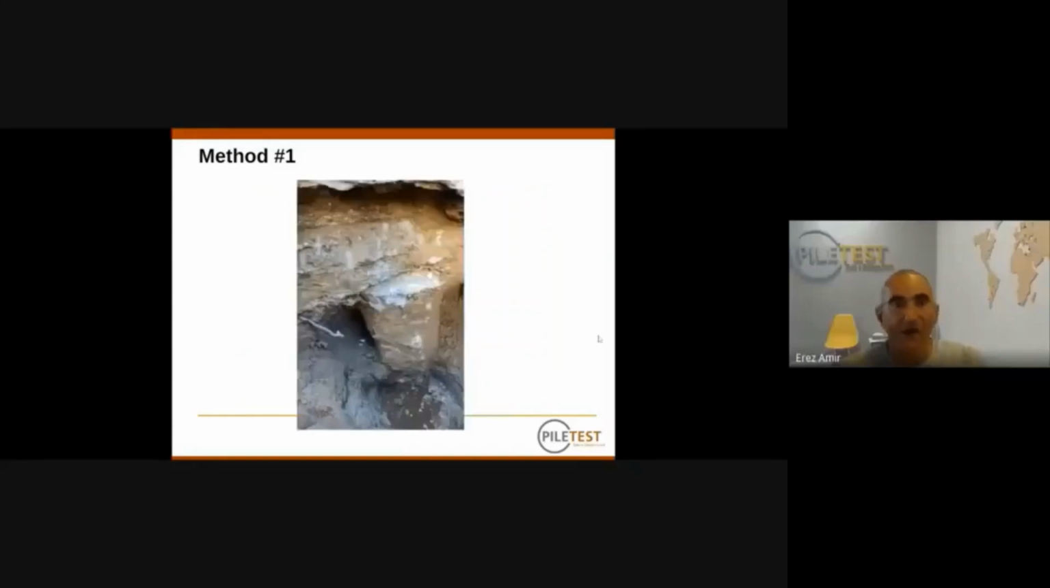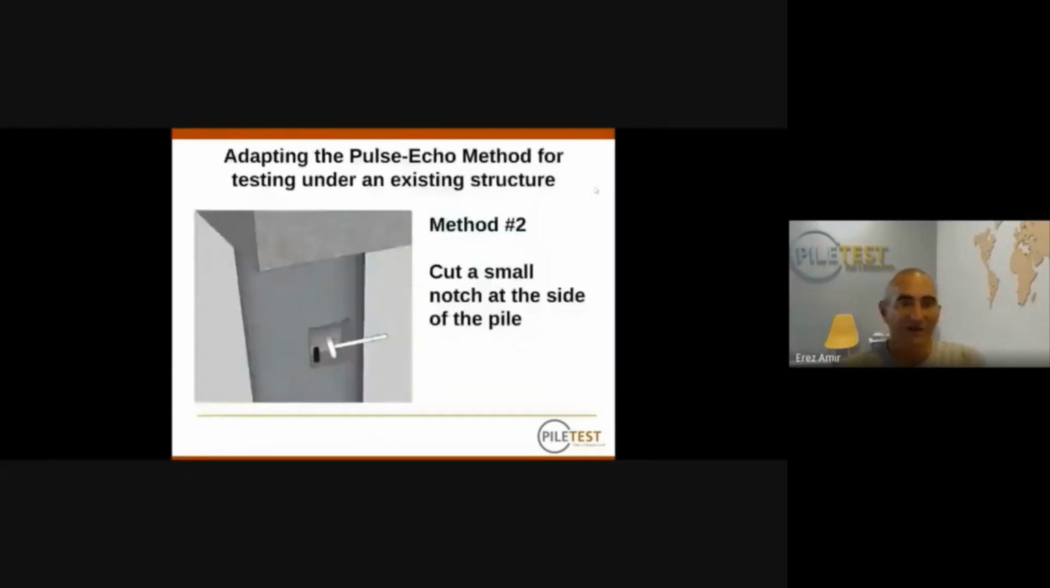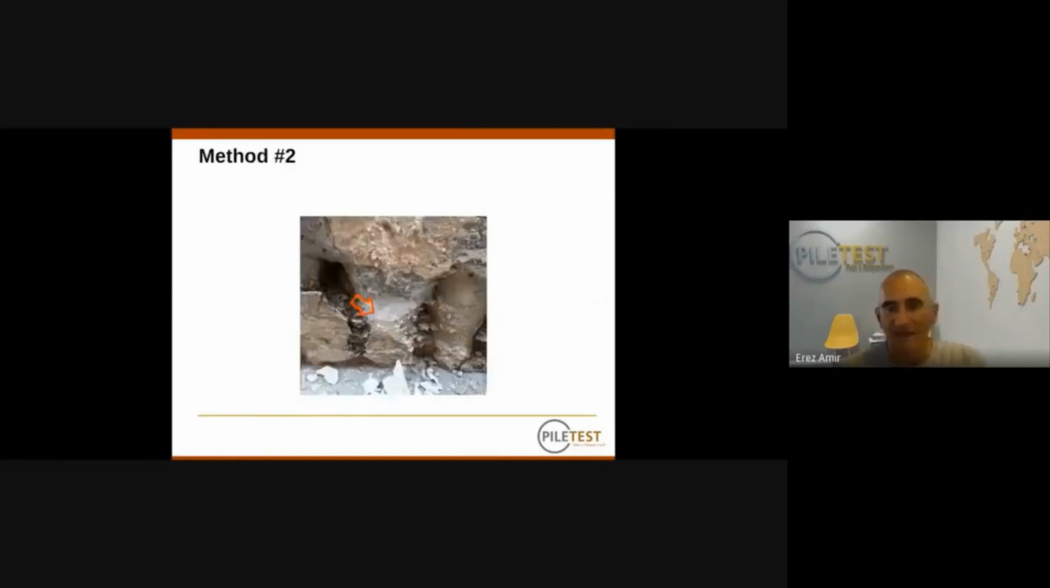Great. In this case, we have some access here to the top of the pile, or here. The other alternative, if we don't have access to the top of the pile at all, is to cut a small notch at the side of the pile. Like in this case, this is a part of a retaining wall, and this notch was cut into this pile.